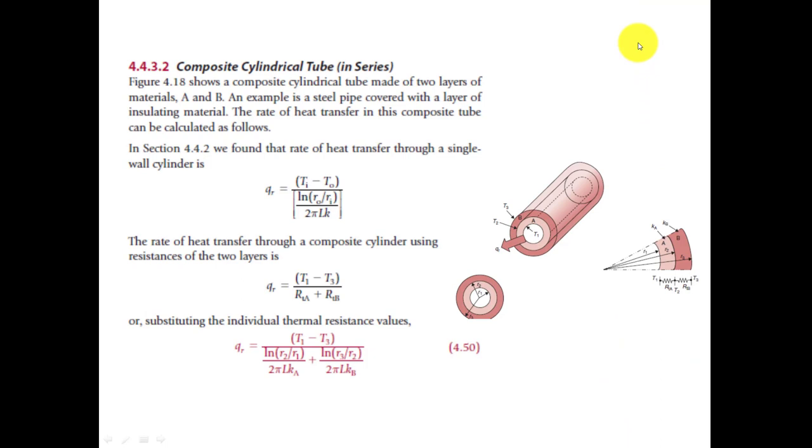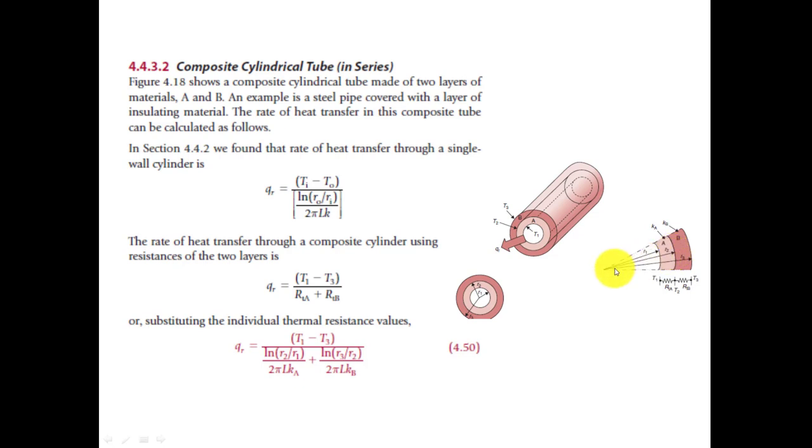There can be a second possibility. It can be a composite cylinder also. Composite cylinder means, let there be a cylinder made up of two materials, material A and material B. Here the temperature T1 exists, here the temperature T2 exists, and here the temperature T3 exists. Understand? The inner radius for layer A is R1, and the outer radius for layer A is R2.